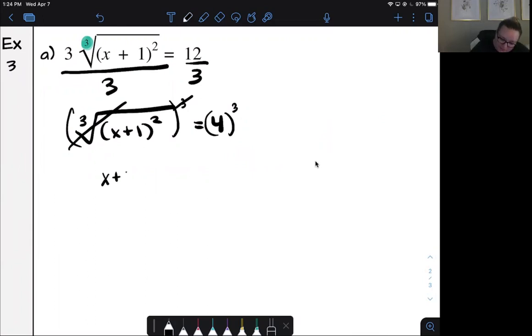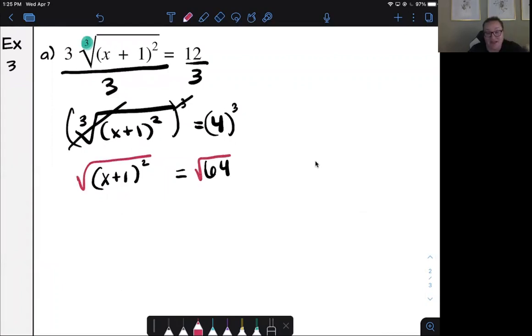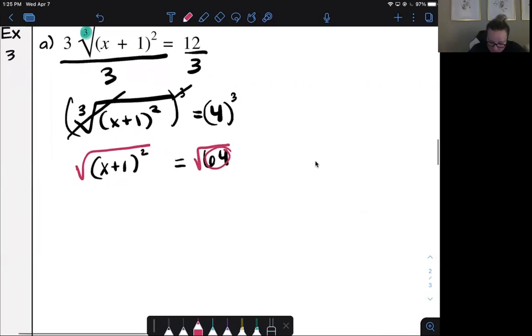And so we get x plus 1 squared is equal to 4 cubed, and 4 times 4 times 4 is 64. Now from here, we have a couple options. One is we can go ahead and square this thing, or the other option is we can cancel the square by square rooting both sides. And since 64 is a perfect square, 64 has a square root, let's go ahead and do that. But remember, when you square root both sides of an equation, you have 2 solutions, the positive and the negative. So the square root of 64 is 8.